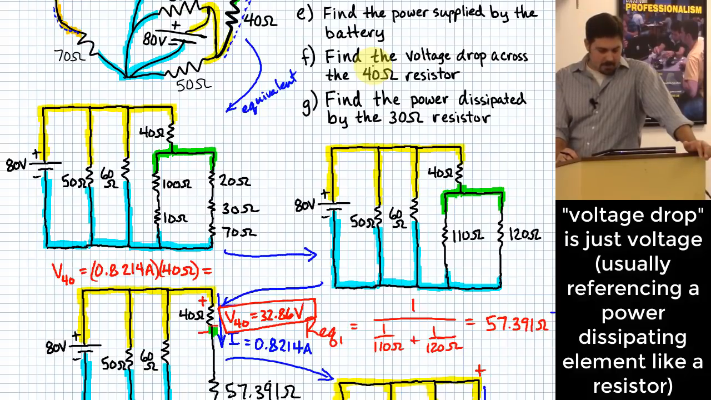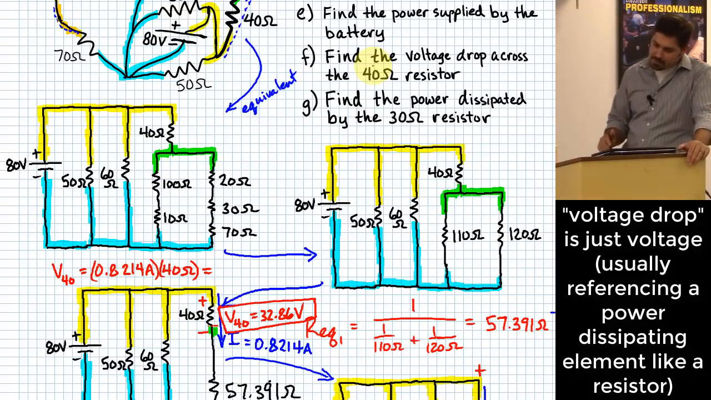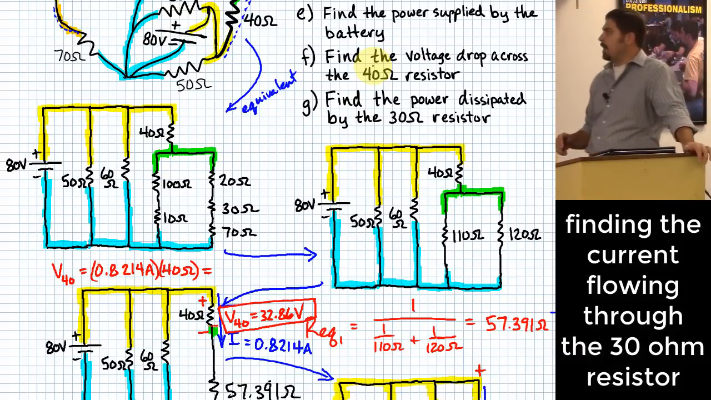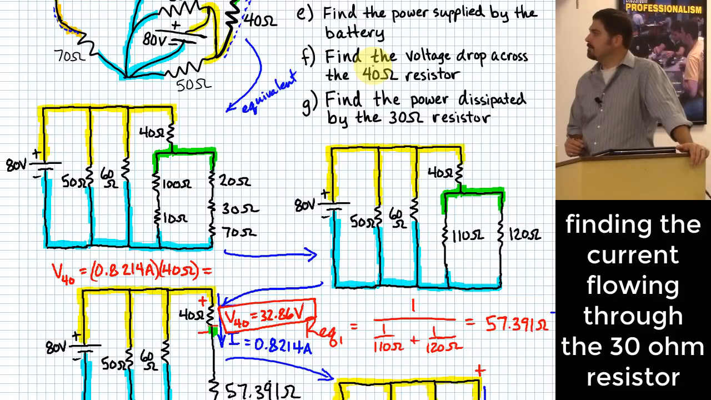So that's the voltage across the 40 ohm resistor. Now we need to find the power dissipated by the 30 ohm resistor. What do I need to do that?